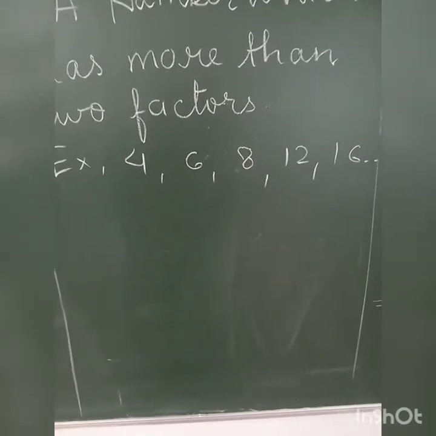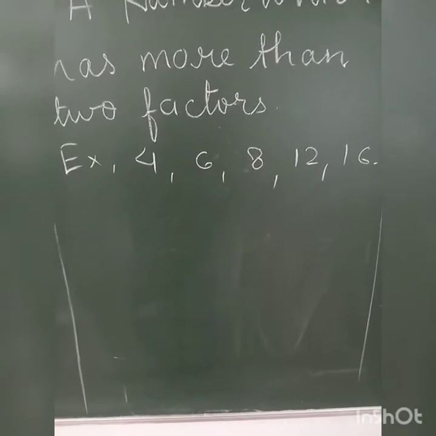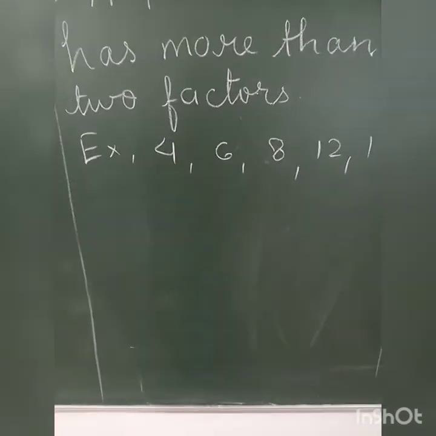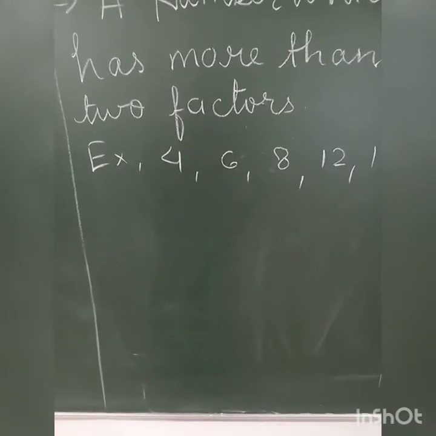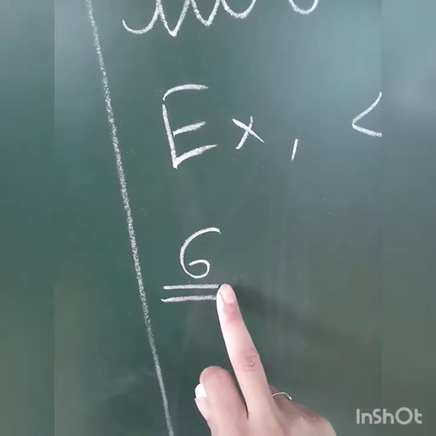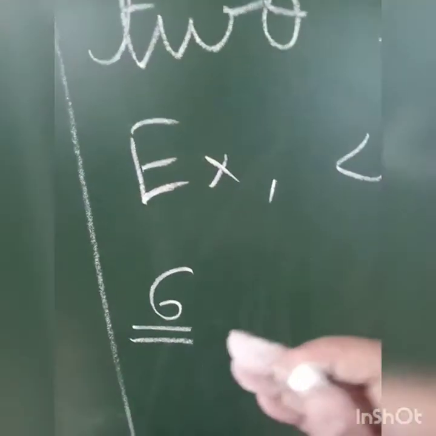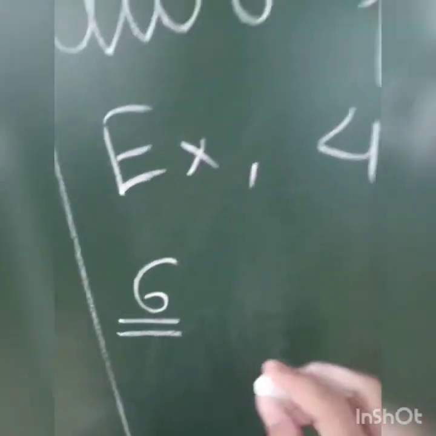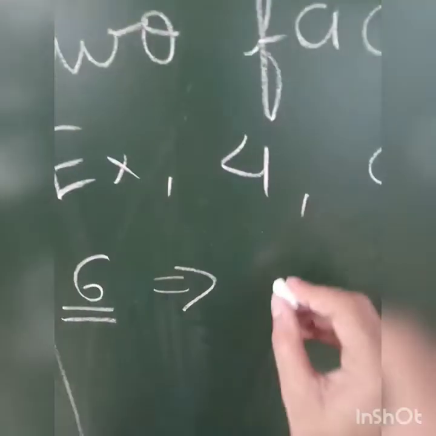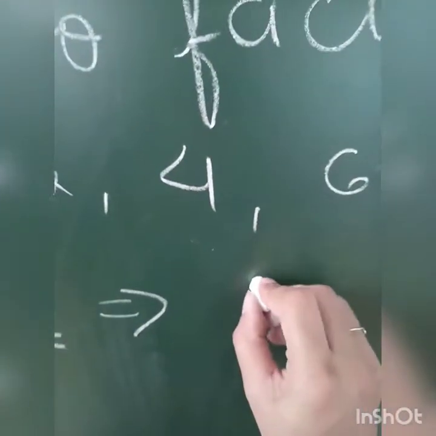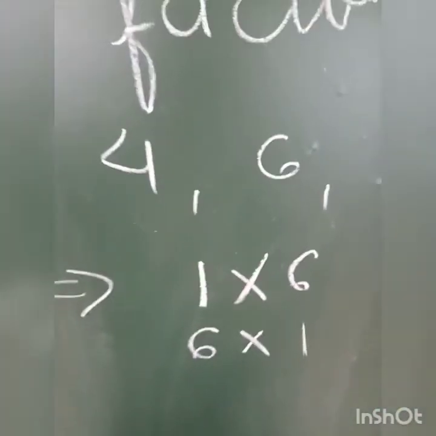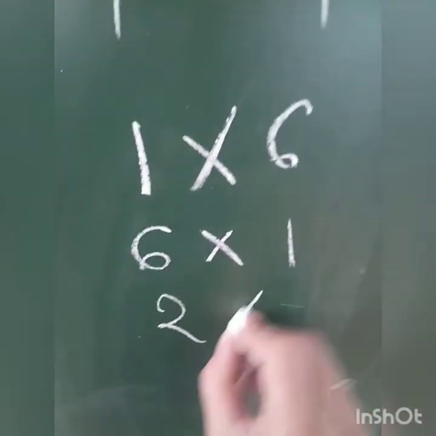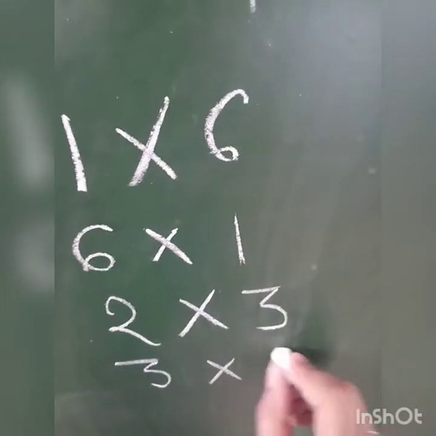If the number has only 2 factors, 1 and the number itself, that means the number is a prime number. And if the number has more than 2 factors, that means the number is a composite number. For example, I took here number 6. Now first find out the factors of number 6. So you see, 6 we can arrange in how many ways? First way was 1 multiply 6 or 6 multiply 1. Another way is 2 multiply 3 or 3 multiply 2.